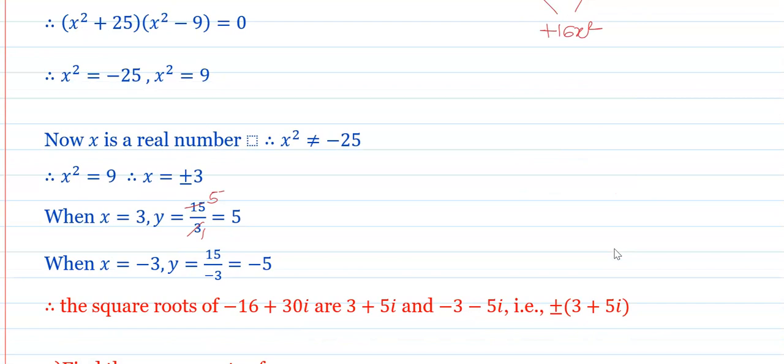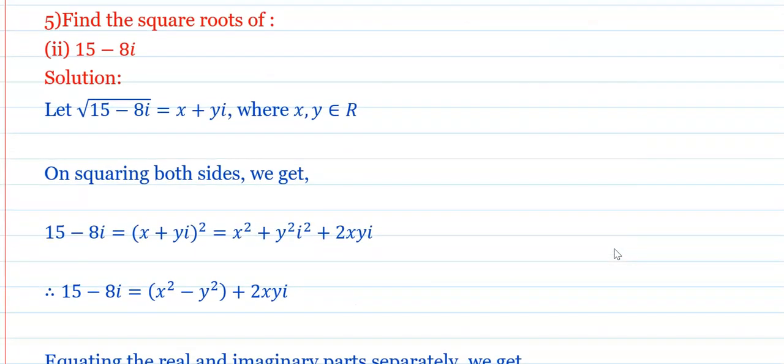Okay, now the next one, find the square root of 15 minus 8i. Let root of 15 minus 8i is equals to x plus yi, where x, y belongs to the set of real numbers. Again, on squaring both sides, you will get 15 minus 8i is equals to (x plus yi) whole square.